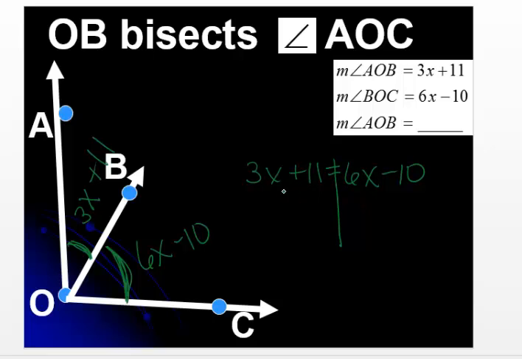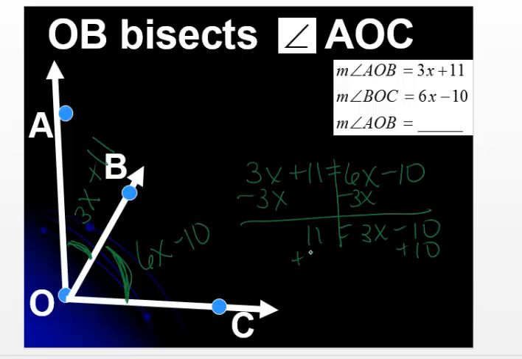And so what I'll do is go ahead and solve this. I'll move the 3x over. More than one way to solve this problem. I will add 10. No matter how you solve it, you will still get the x of 7.